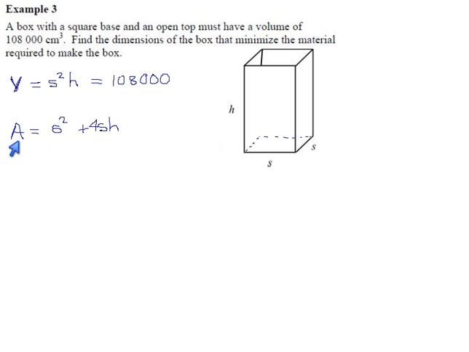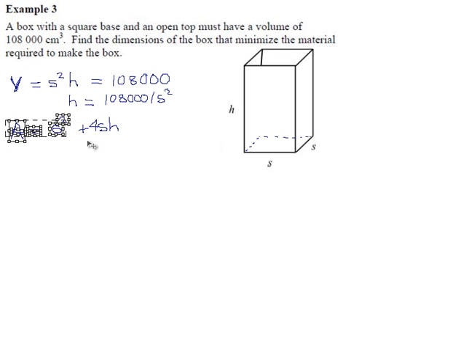Now, if we want to optimize this, we want to take its derivative and set it equal to 0 and solve it. But right now, that's a problem because we have 2 variables in here, and multivariable derivatives are a large headache. So can we get rid of one of these variables? Yeah, definitely we can. We can because we have this formula that ties together S and H. If I solve this for H, and I'm doing that just because I think it'll be easier, we get H equals 108,000 over S squared.